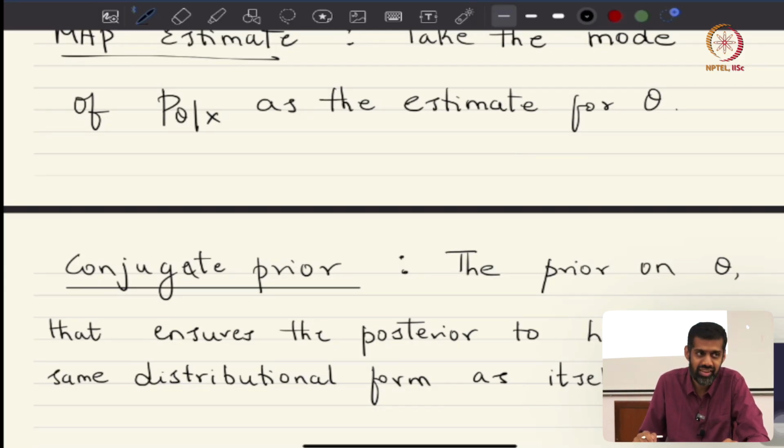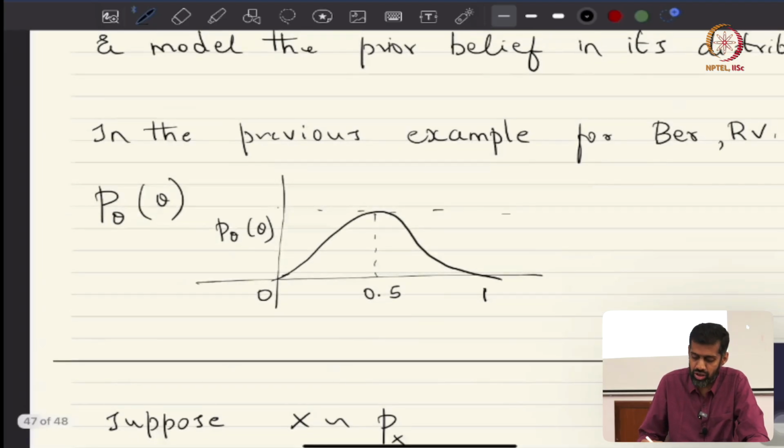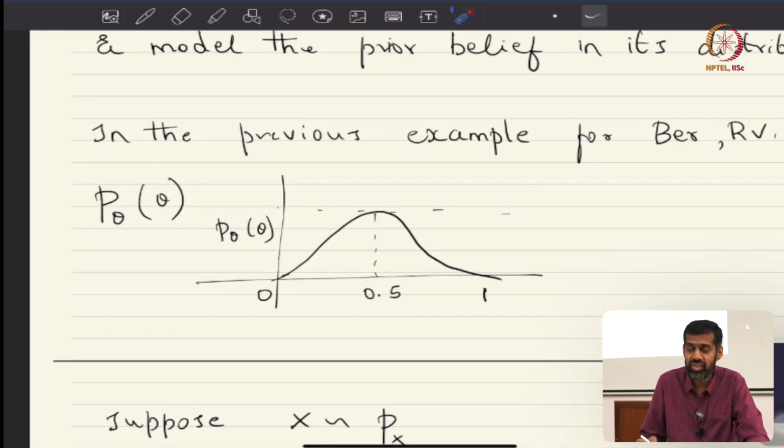Why is this important? Think about it. Now let's take the example of this Bernoulli random variable that we are looking at. Now the belief that you have is that the parameter peaks at 0.5 or whatever. Now having observed data, this should not transform into a Gaussian distribution, no? Why is that?